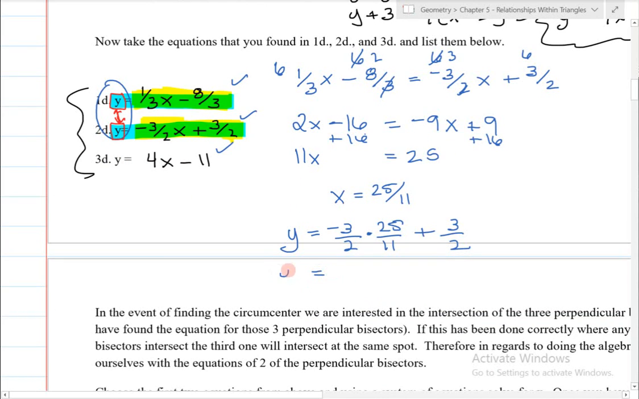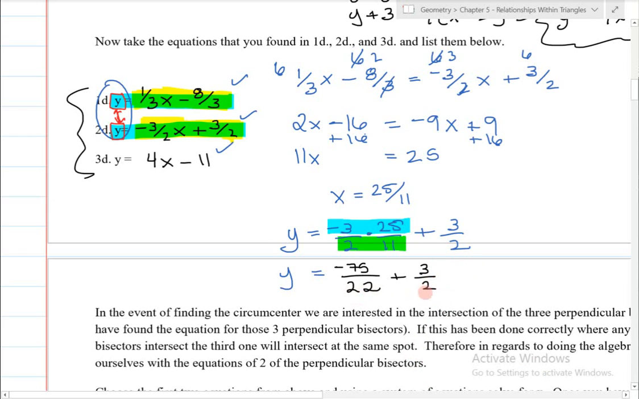How do I multiply fractions? If I'm multiplying fractions, it's straight across the top. So what's that give me? Negative 75. And then you multiply straight across the bottom, which gives you 22. So negative 75 22nds. And then I need a plus 3 halves. Now if I'm going to add them, what do I need? I need a common denominator.